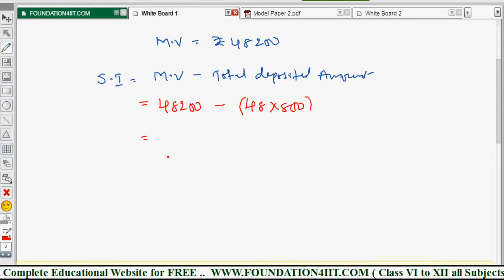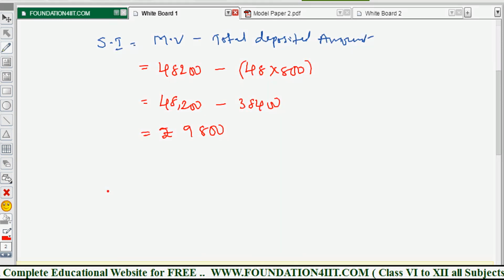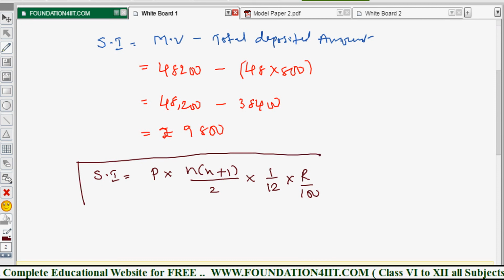48,200 minus 48 into 800, which is 38,400. Subtract both, and there is the simple interest amount, 9,800. Fine. Now let R be the rate of interest. If you take the simple interest formula, we know that simple interest is equal to P into n into n plus 1 by 2 into 1 by 12 into R by 100. Using this formula you can find the R value. So let R be the rate of interest, and you need to find the R value first.